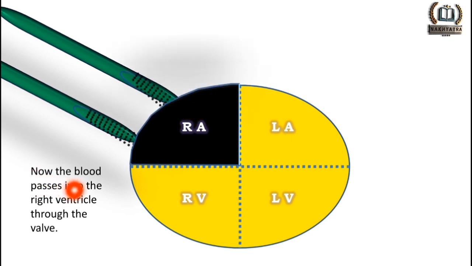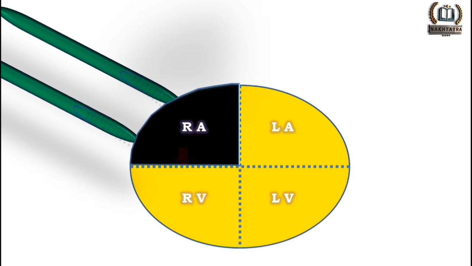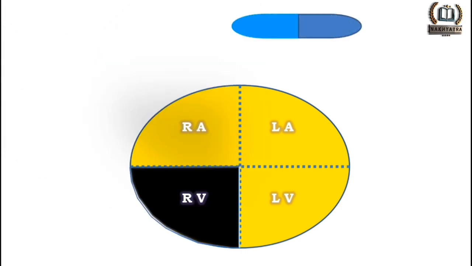Now the blood passes into the right ventricle through the valve. Etia he deoxygenated blood to right atrium or pra right ventricle le humai through the valve. So through valve the deoxygenated blood enters from the right atrium to the right ventricle.